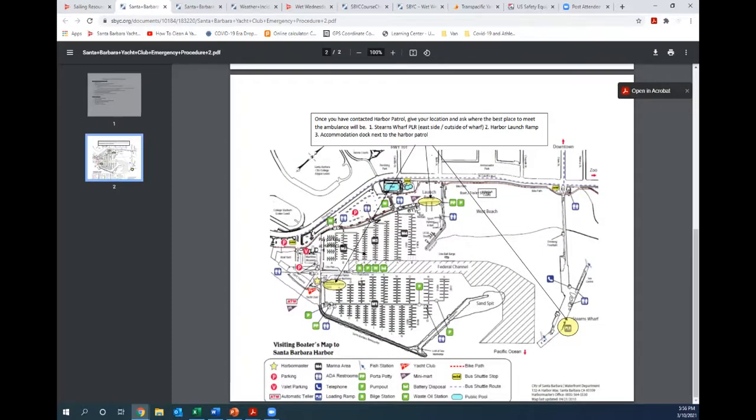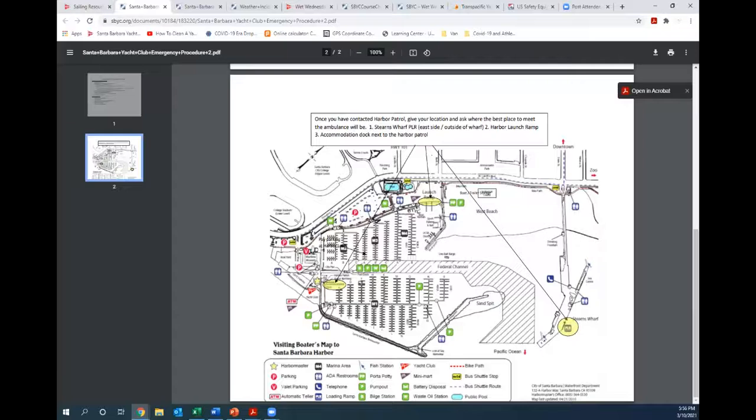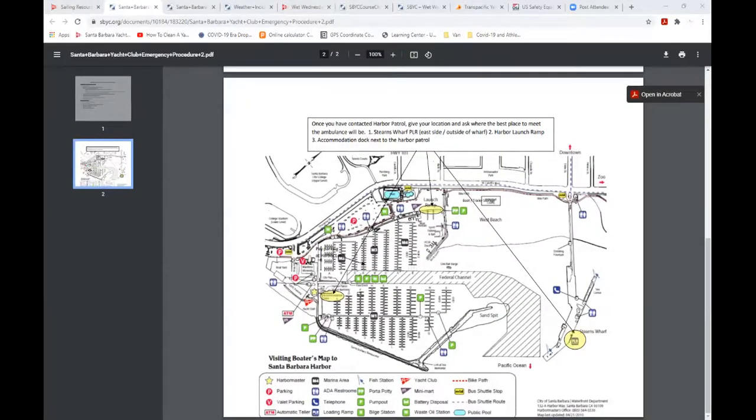And they've got 3 locations. You're welcome, again, I can send this file to anybody if you want to use it at all, but there's 3 locations. Let me just make sure everybody's seeing the map here. The accommodation dock is one, and they might send you there if it's a non-life-threatening emergency and you've got time, okay? Or the launch ramp. I've taken dinghy sailors to the launch ramp to meet an ambulance. These are locations an ambulance can get to.